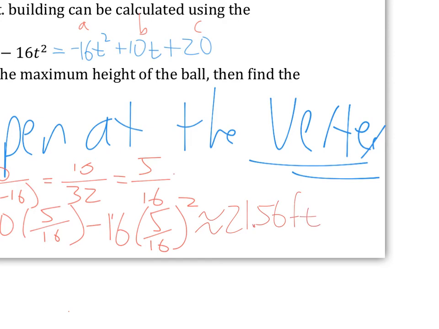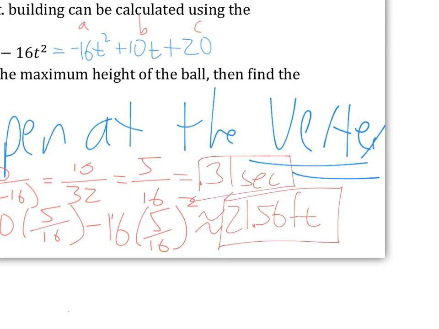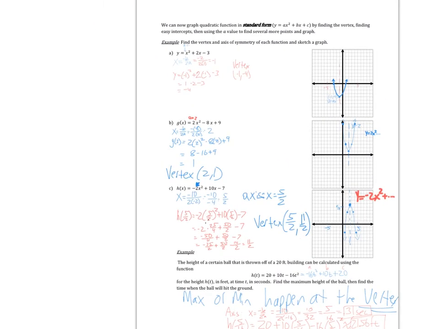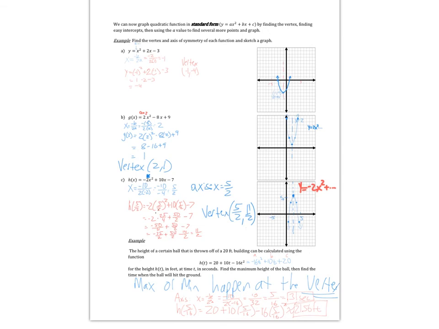Now, by the way, this 5/16 is 0.31. So the vertex is at 0.31 seconds. The maximum height will be 21.56 feet. So it'll reach the height at 0.31 seconds, and the maximum height will be 21.56. We basically just found the vertex, the coordinates of the vertex. All right, so that's how you can take an equation that's in standard form and use it to find the vertex, find the axis of symmetry, negative b over 2a, and use it for a maximum or minimum if needed.